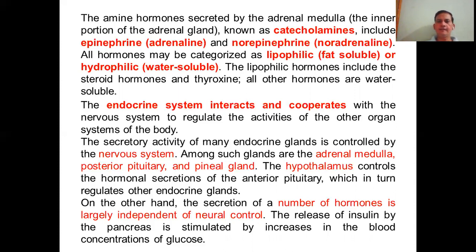On the other hand, the secretion of a number of hormones is largely independent of neural control. For example, the release of insulin from the pancreas depends upon the availability of glucose in the blood. Let's say there is a high level of glucose in the blood. In that instance, there will be increased secretion of insulin, which will help to absorb or reduce the level of glucose.